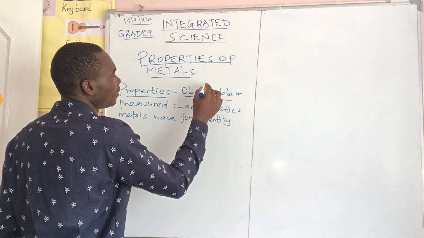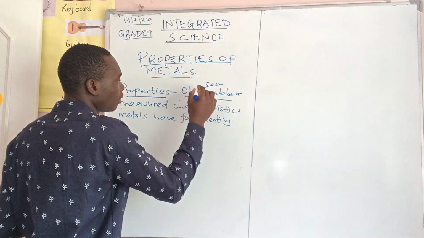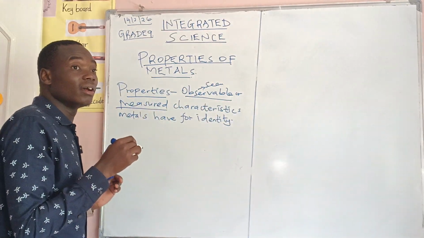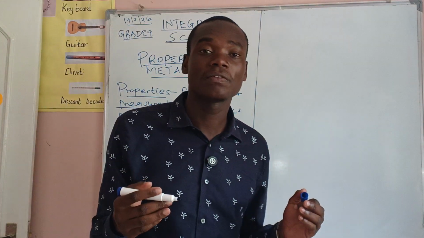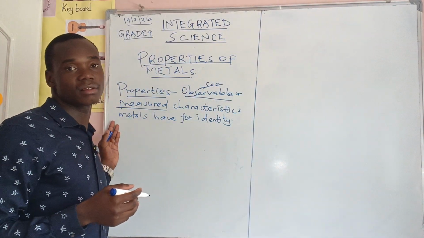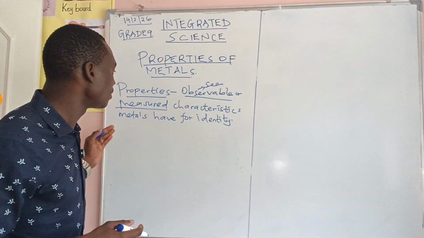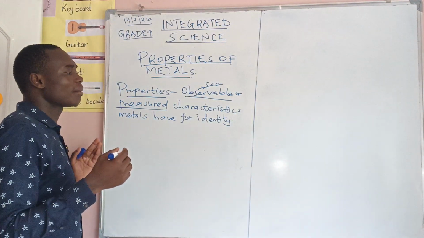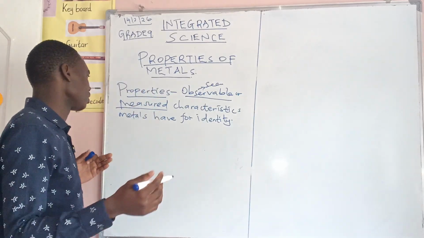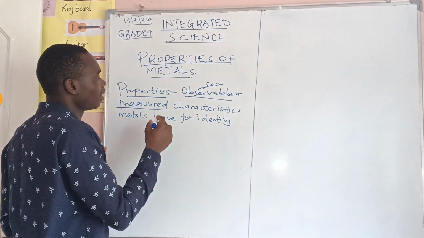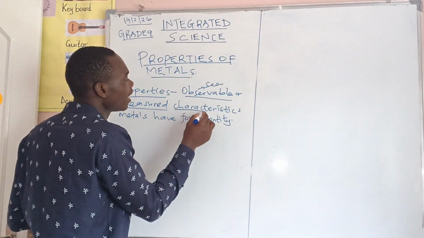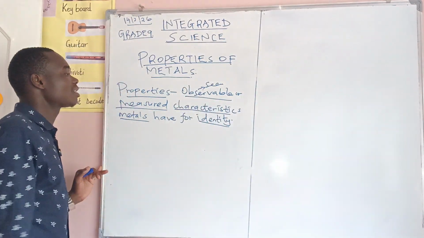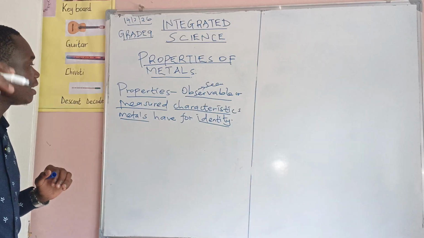Observed, seen, or measured. And remember, we always measure in terms of mass, kilograms, grams, tons, etc., or we can measure the weight of something, or the mass of something that is measured, and then there are characteristics metals have. For what? Identity. They are basically for identity.